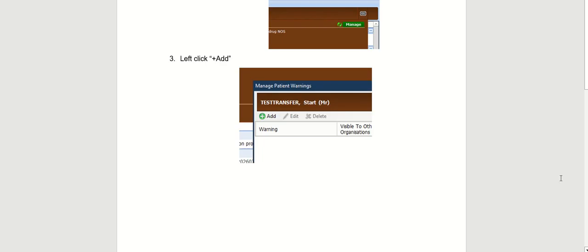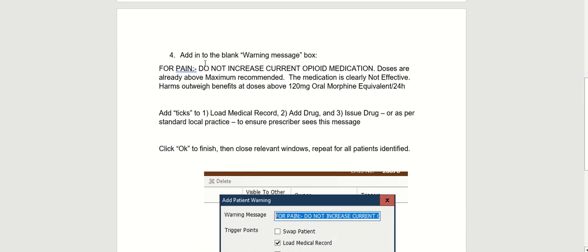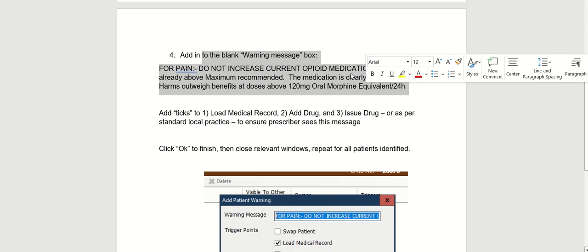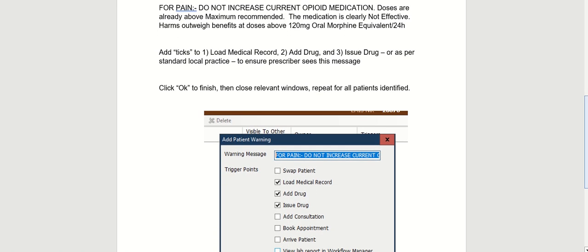So my 7 patients would have this little alert put in, which is the do not increase current opioid medication alert, and that warning comes up when we load records, add drugs and issue drugs, which I guess is only for those limited number, and I guess some practices have more than others.